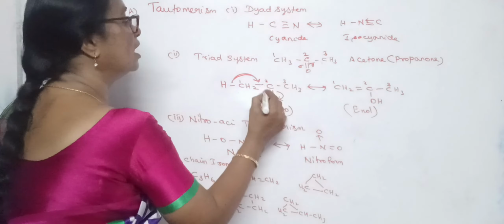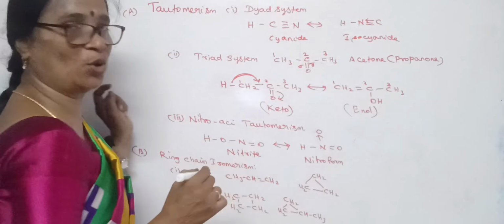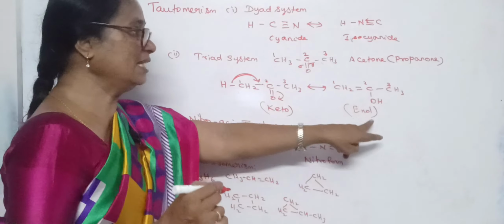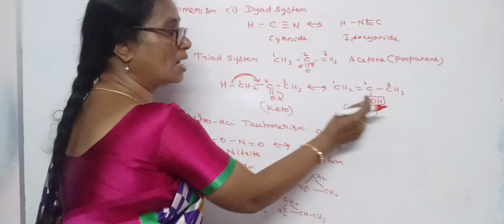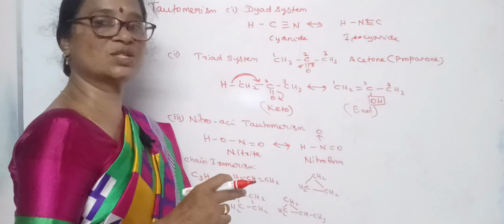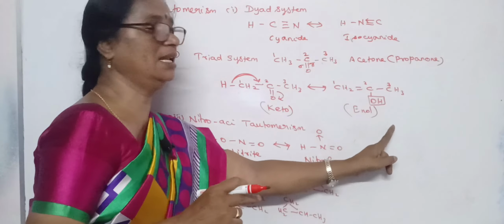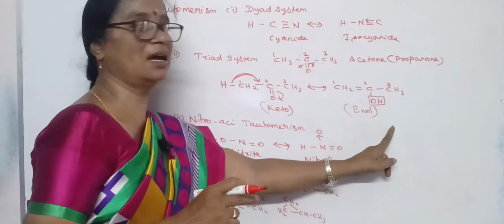In this case, the CO group is a keto group. In the other case, it has an alcohol group along with a double bond. That's why the name enol is given: en for double bond, ol for alcohol. So this is enol. Such a triad system, taking the example of acetone, we can say is keto-enol tautomerism.